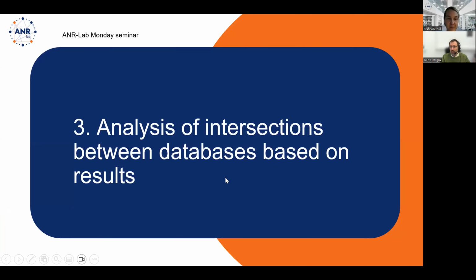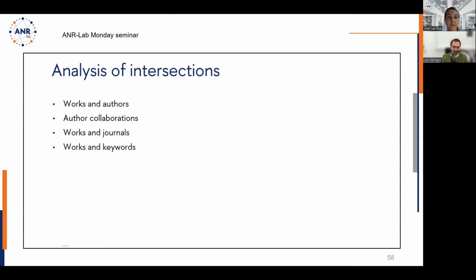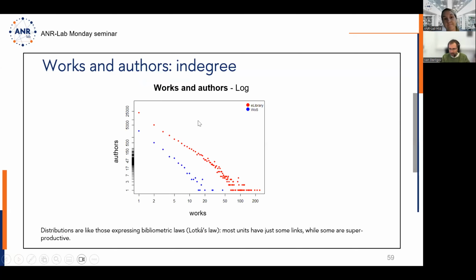And now I think this might be the most interesting part, because this is the analysis of intersections between databases based on results, on some substantial results, substantial knowledge. And here we looked at the information about works and authors' collaborations, works in journals and works in keywords. So these are the networks that we used, and we looked at the intersection on the level of results that we can get using these networks.